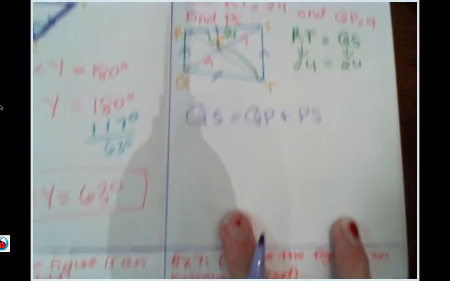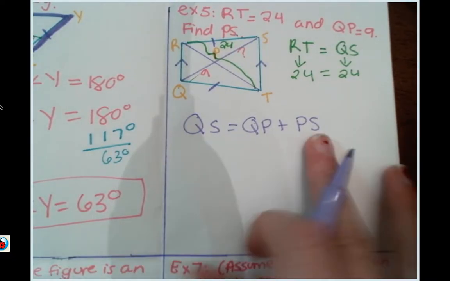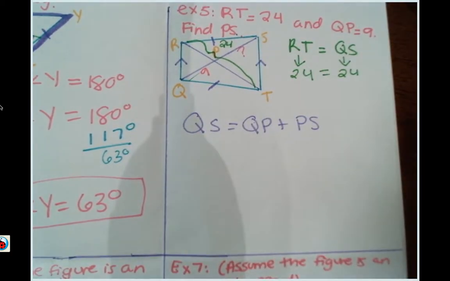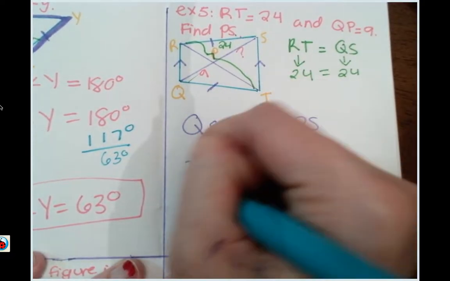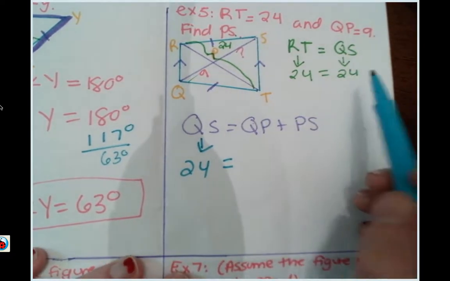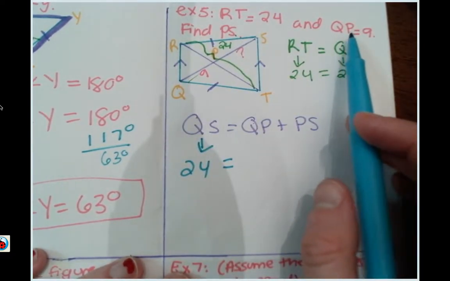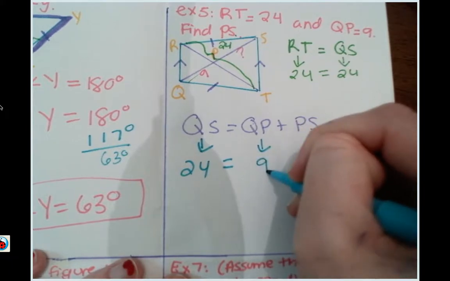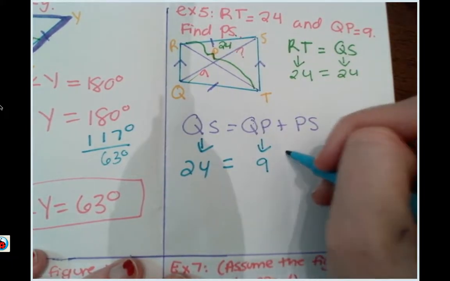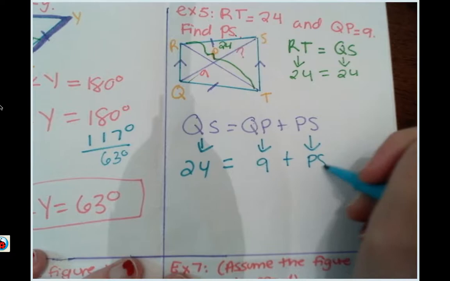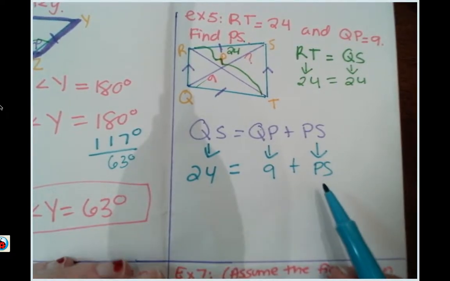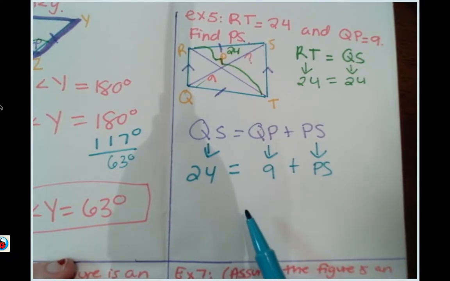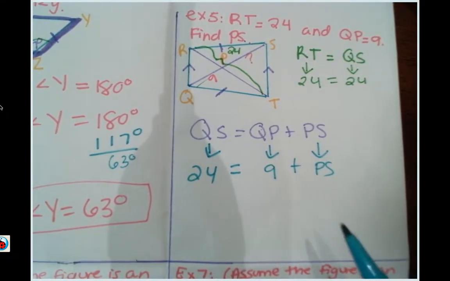Okay, so if I can fill in all the values that I currently know, that might help me find PS. So let's see what we can fill in. Alright, so we know over here that QS is 24, so I'm going to fill that in for QS. QP we know is 9, so I can fill that in. And we're trying to find PS, so I'm simply going to bring down PS. I don't know what it is. Alright, you guys, and guess what? We just have to get PS on one side by itself, and then we're done. That's it. Alright, so let's get going.